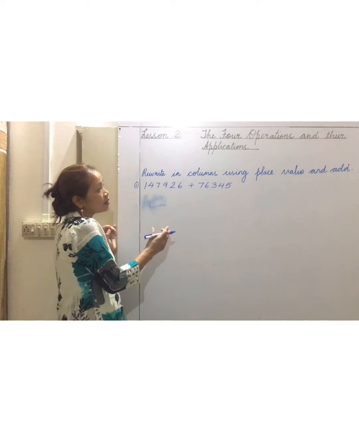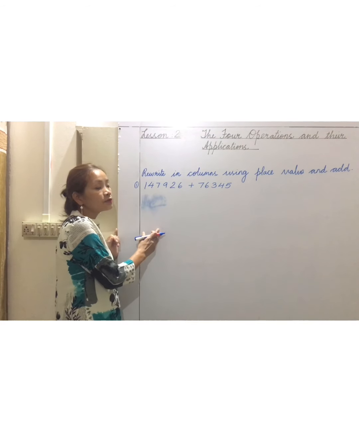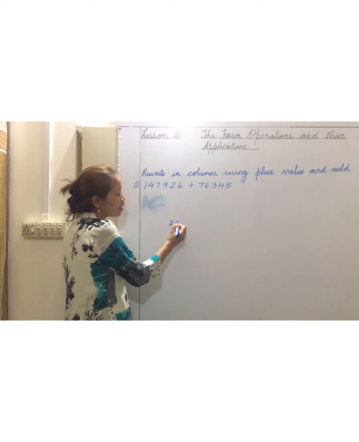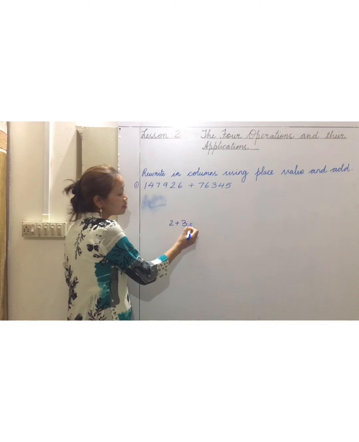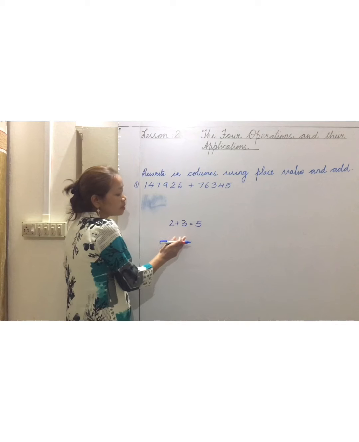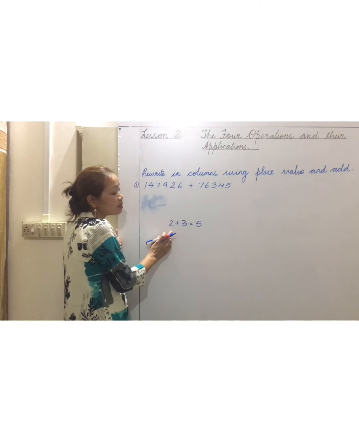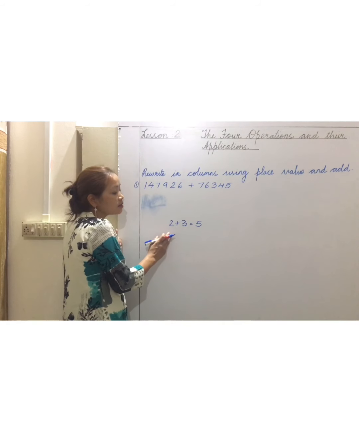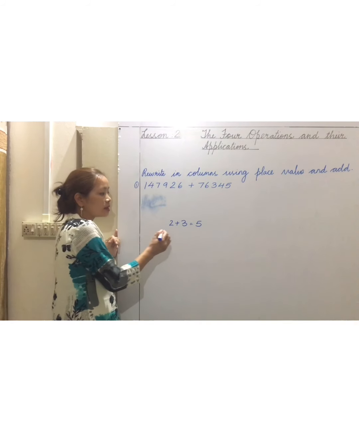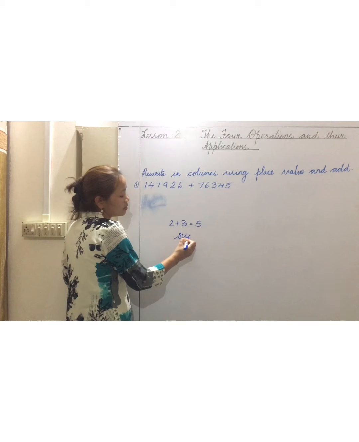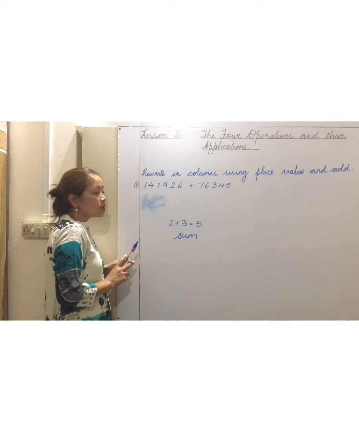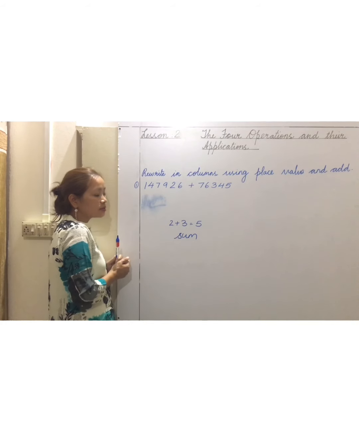When we add numbers, for example, when we add 2 and 3, the answer is 5. That means we can say that the sum of 2 and 3 is 5, right? The answer for addition is called the sum. The sum of 2 and 3 is 5, which means when we add 2 and 3, the answer is 5.